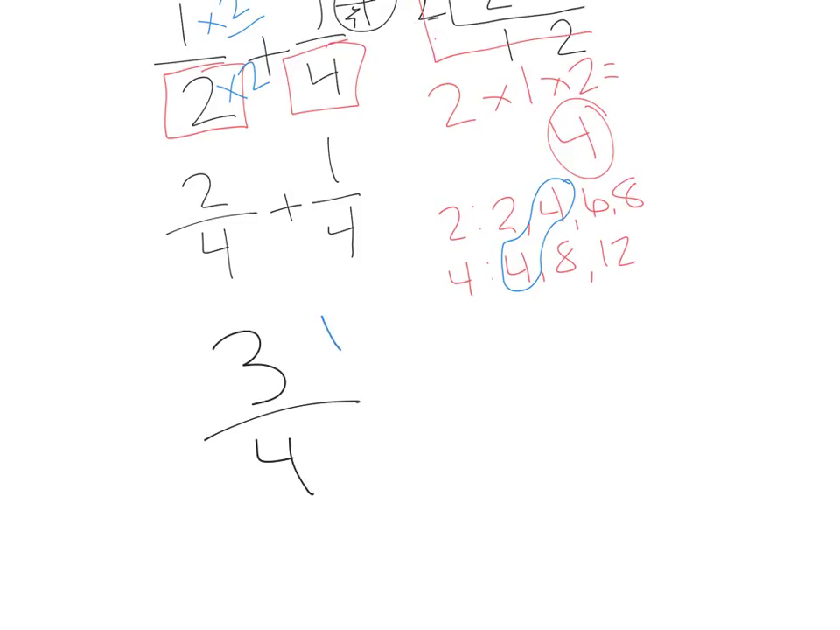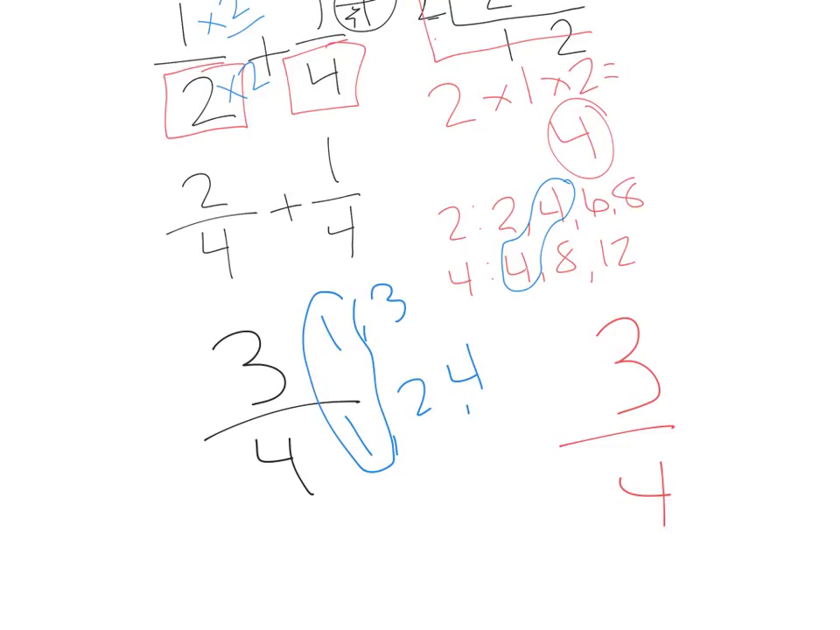So if we want to think about the factors of 3, I know 3 is a prime number, so the only factors are 1 and 3. And the factors of 4 are 1 times 4 and 2 times 2. So here we can see the greatest common factor is 1, and that's when you know your answer is in simplest form. So our final answer for this problem would be 3/4.